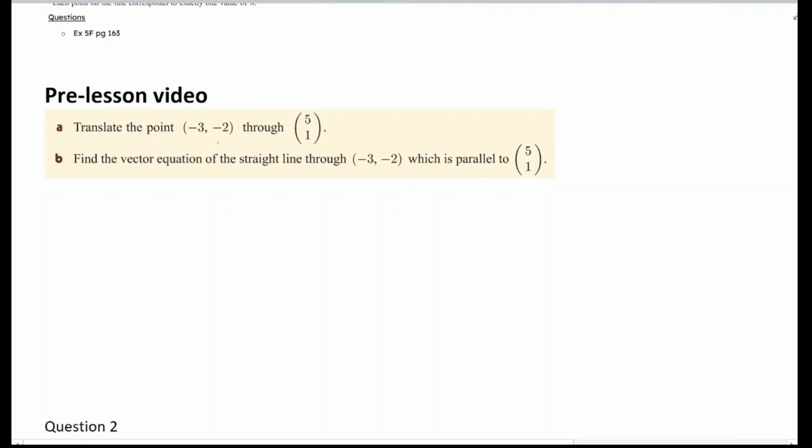Translate the point (-3, -2) by (5, 1). So essentially we're just going to be adding 5. So for part A, that's going to be 2, and minus 2 plus 1 is minus 1. So this would sort of be the value for lambda equals 1 on our line.